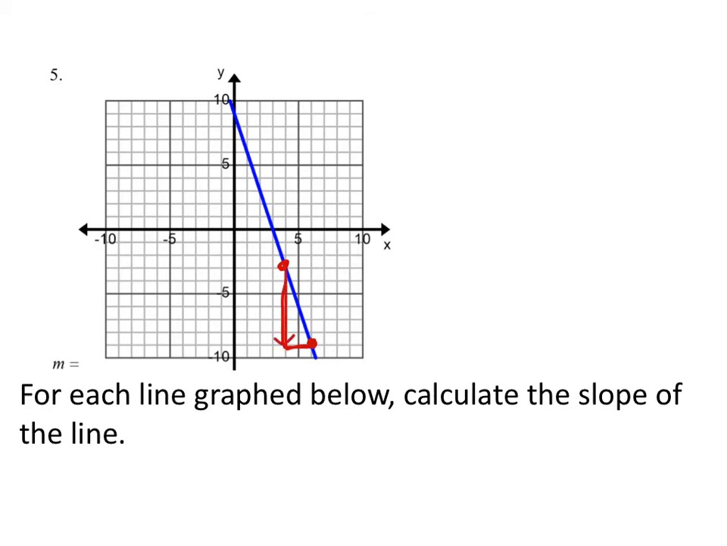So this one again is going down. So the slope is going down. How far does it go down? 6. And then it's going to go to the right 2. So this would have a slope of -3. Now again, if you write that as -3/1 as a slope to show the rise and run, that's okay.